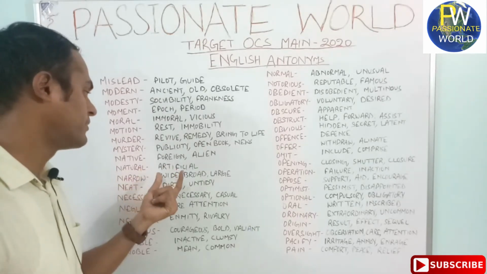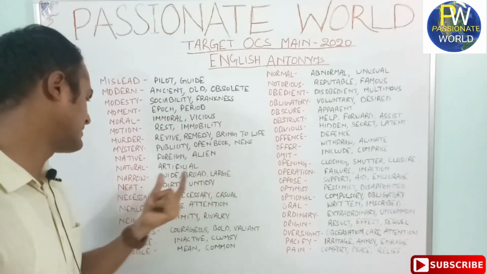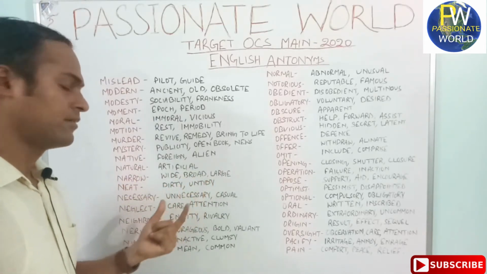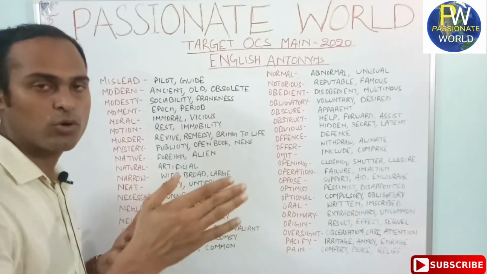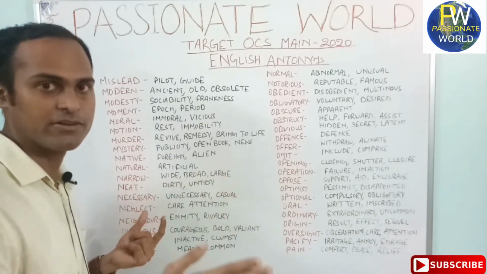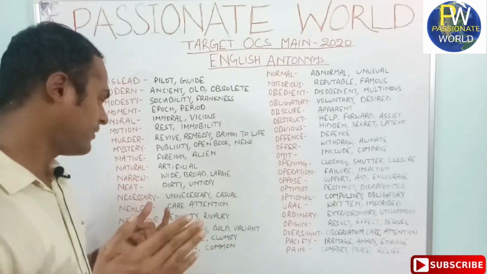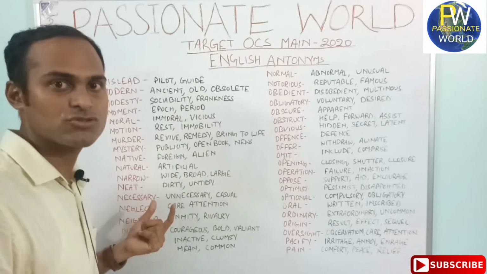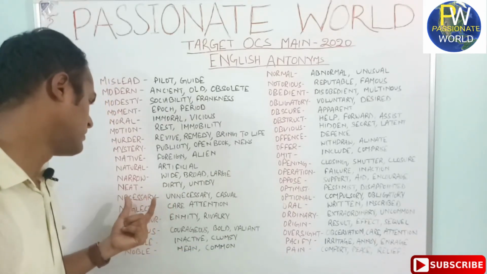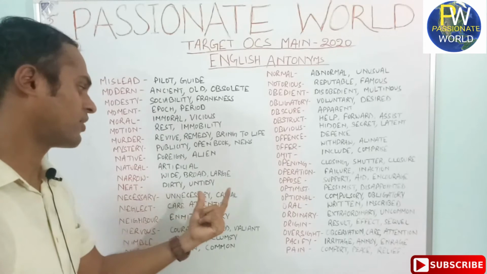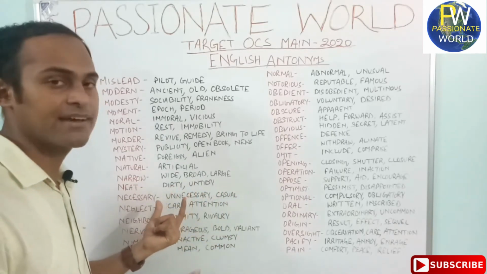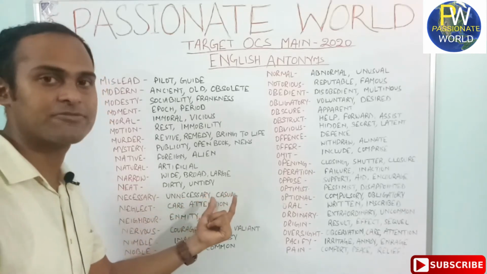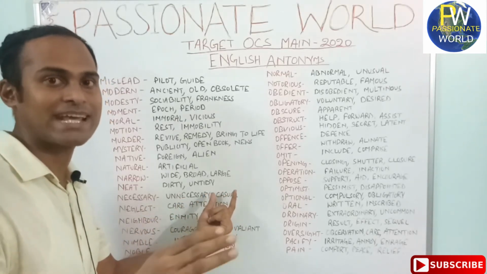Narrow, wide, broad or large. Neat, dirty or untidy. In school we say, stay neat and clean, and we tell our students not to make the classroom dirty or untidy. Necessary, unnecessary or casual. We say it is a necessary action or an unnecessary action, it is a very casual action, it is a very casual response.